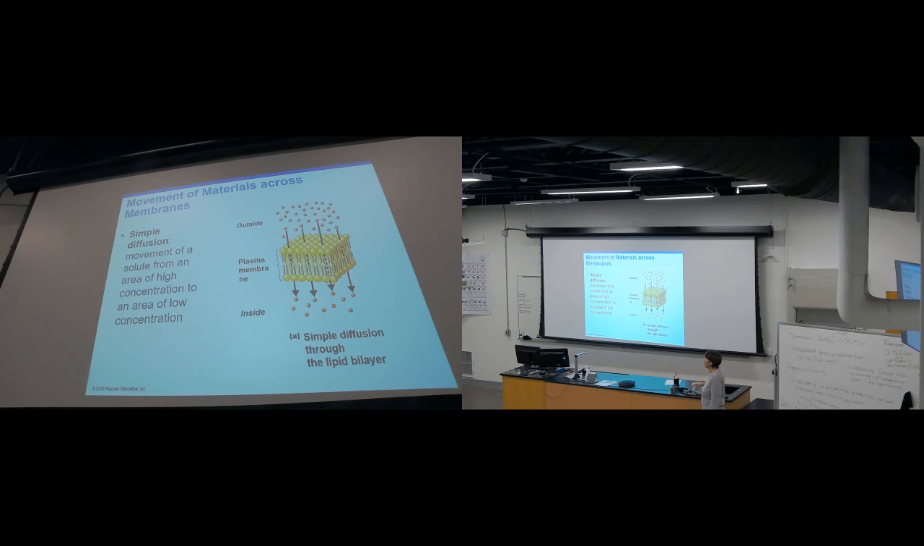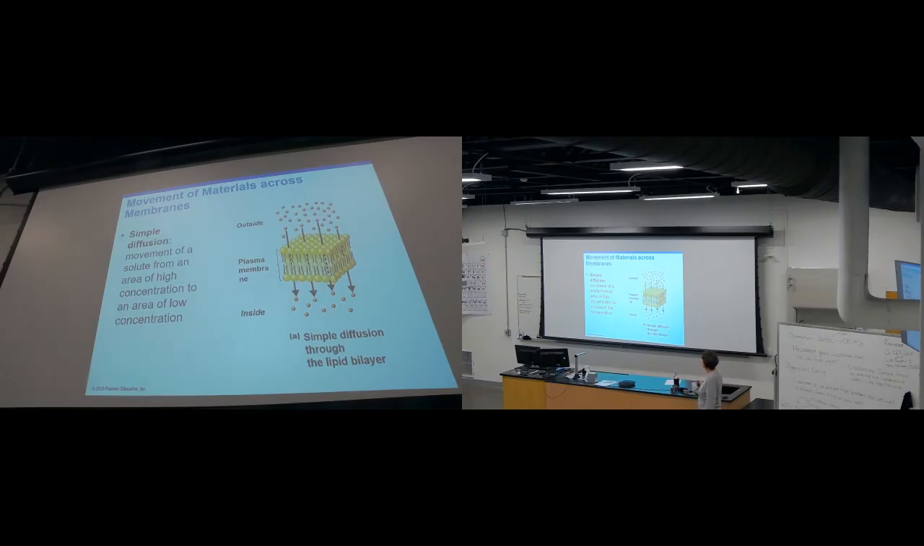Now, functions of the plasma membrane. Again, it is a selectively permeable barrier. It separates the cells from other cells and maintains the cytoplasm components in place. So what happens? You can have movement of solutes from an area of high concentration to an area of low concentration. So from more to less.